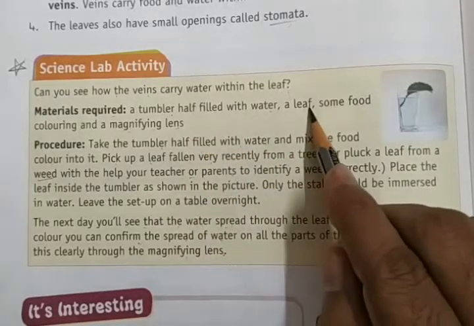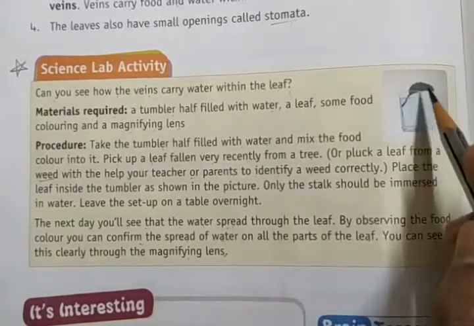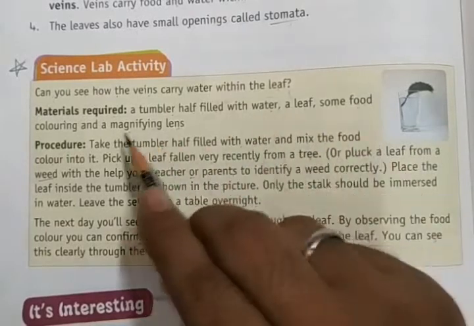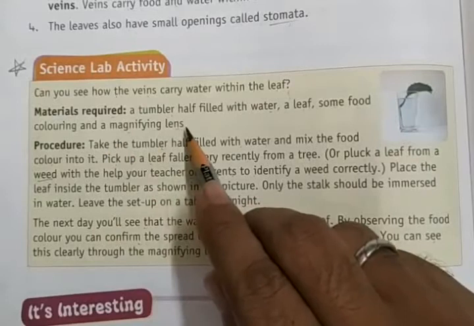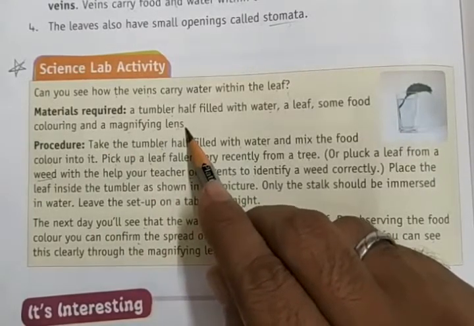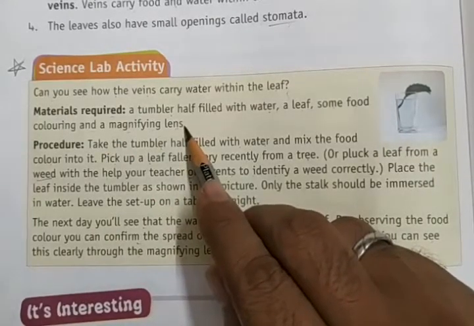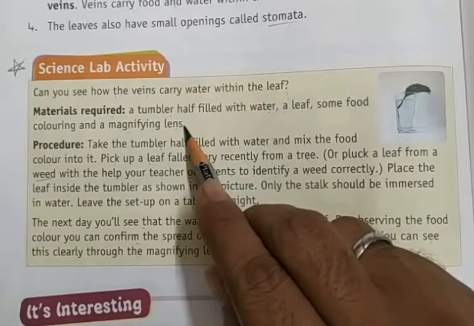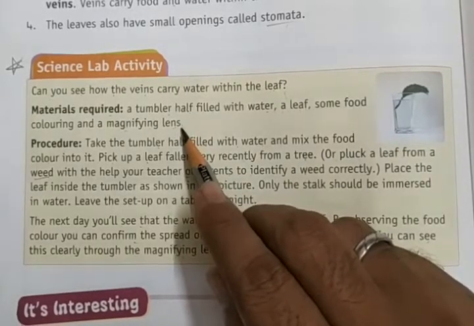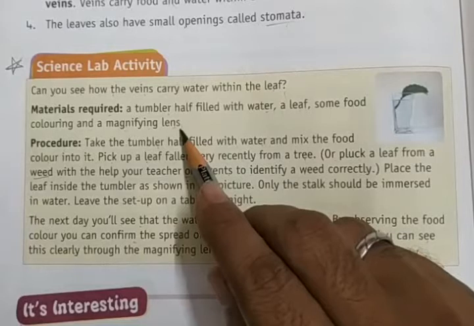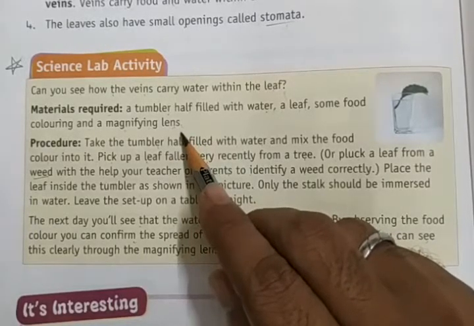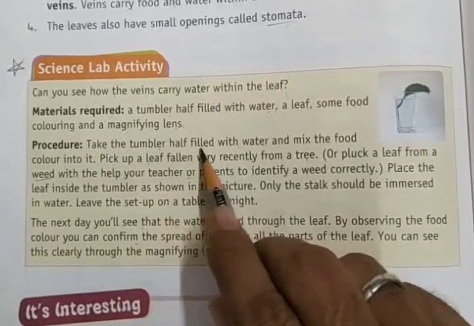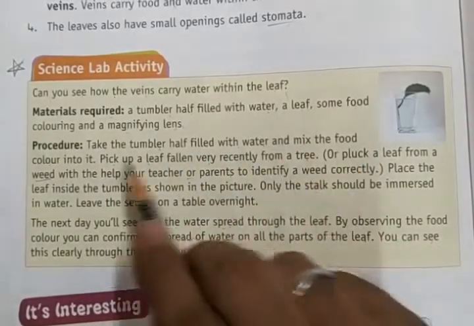In one tumbler take a little water, keep a leaf aside, some food coloring, and a magnifying lens. Okay, with the naked eye we can't see, we need a magnifying lens. As I told you, a microscope and magnifying lens make objects appear clearer. Okay, procedure: take a tumbler half filled with water and mix the food color into it.